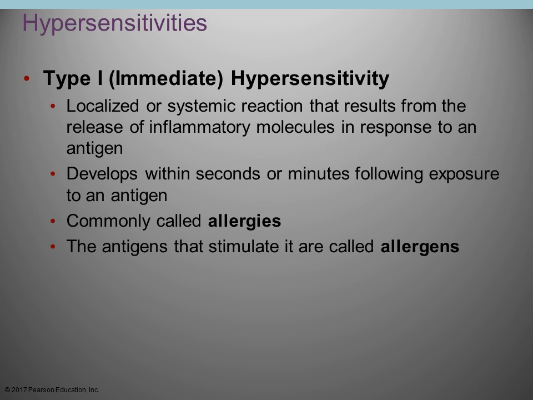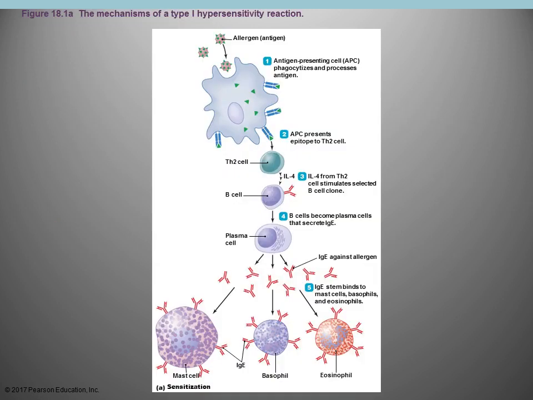Type 1 or immediate hypersensitivity, this can either be localized to a certain region or it could be systemic. Basically what is happening is you have the release of inflammatory molecules as that response to that antigen. It can develop within seconds of exposure to the antigen. Commonly, we refer to this as allergies, and so the antigens are often called allergens.